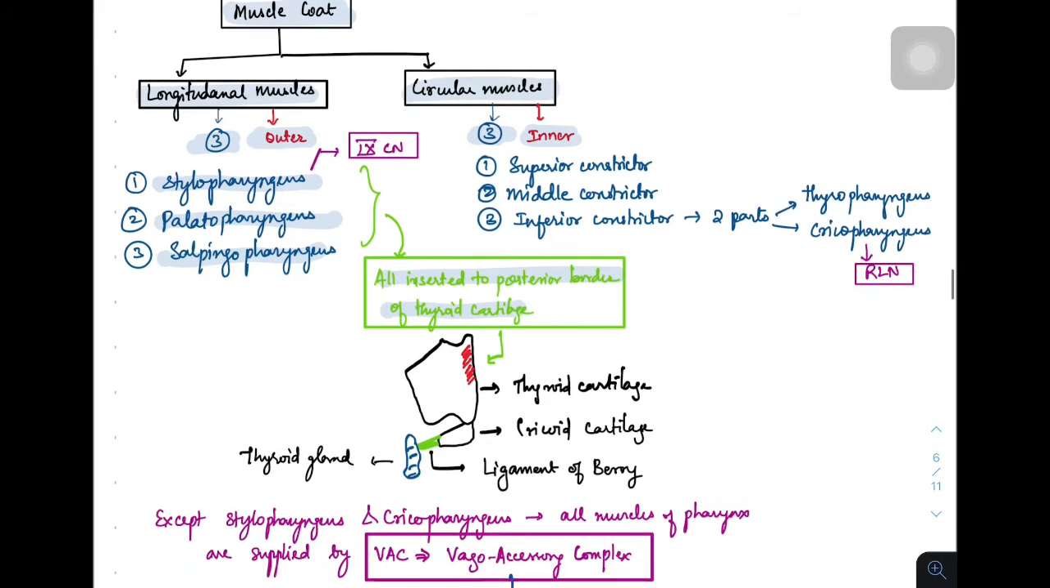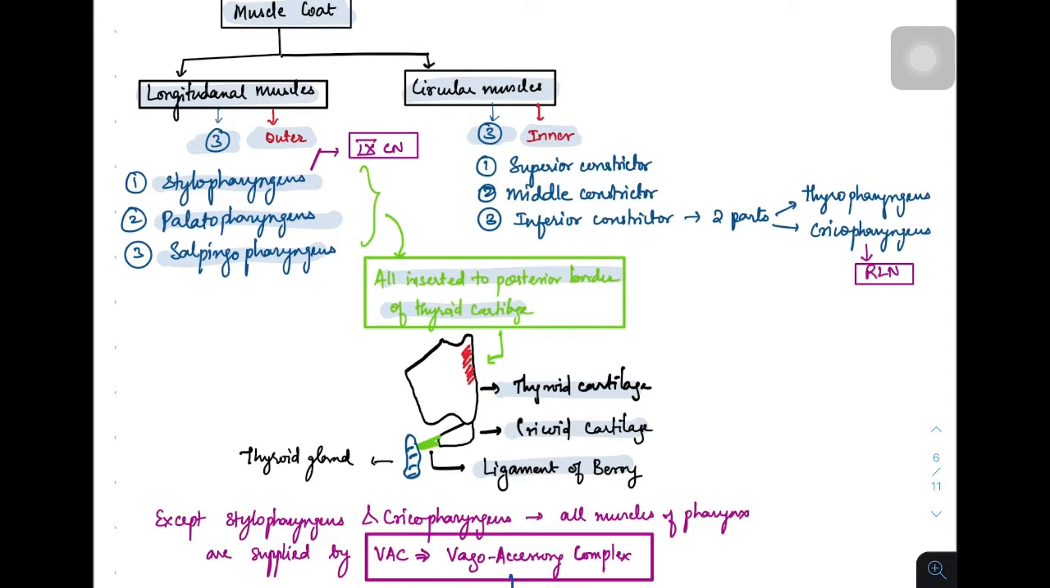We'll talk about all of this in detail later in the video. So this is a schematic diagram showing the thyroid cartilage, cricoid cartilage. The posterior border of thyroid cartilage is the insertion point for all these longitudinal muscles. The thyroid cartilage is attached to the cricoid cartilage, and the cricoid cartilage is attached to the thyroid gland with the help of ligament of Berry, which is a condensation of the investing layer of pretracheal fascia.